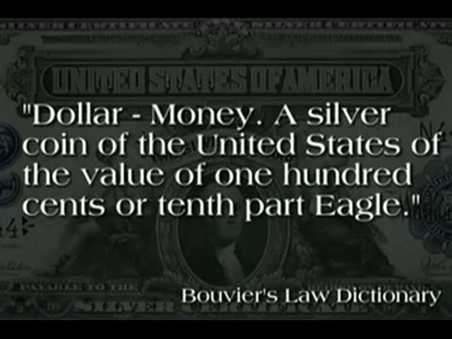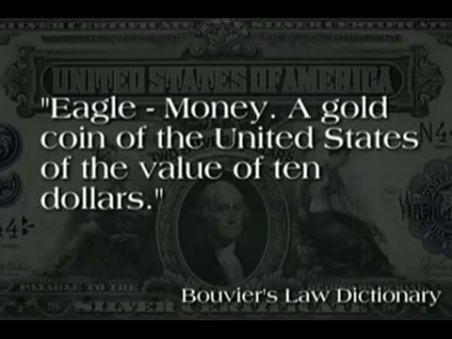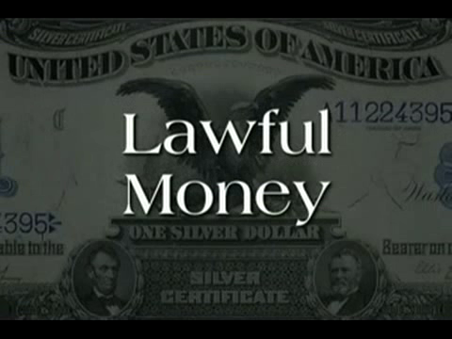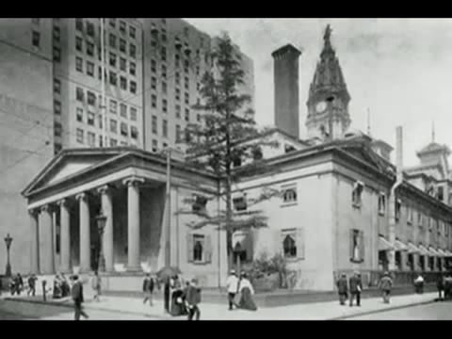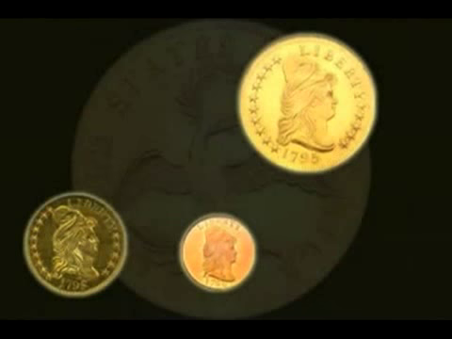Therefore, the legal definition of a dollar is money, a silver coin of the United States of the value of a 10th eagle, and eagle, money, a gold coin of the United States of the value of $10. This is called lawful money, and for the first 80 years of our history, this was our money. In 1794, the U.S. Mint started producing coins, and they looked like this.